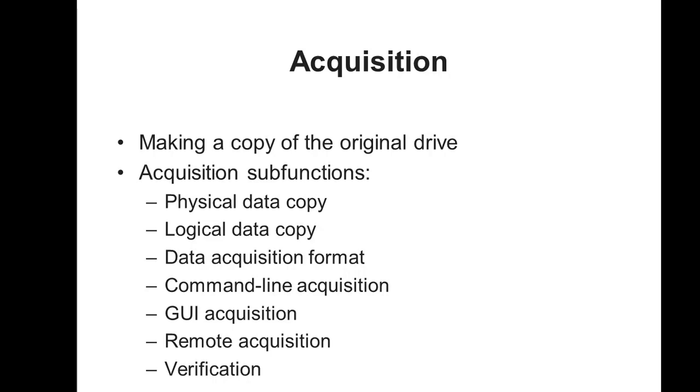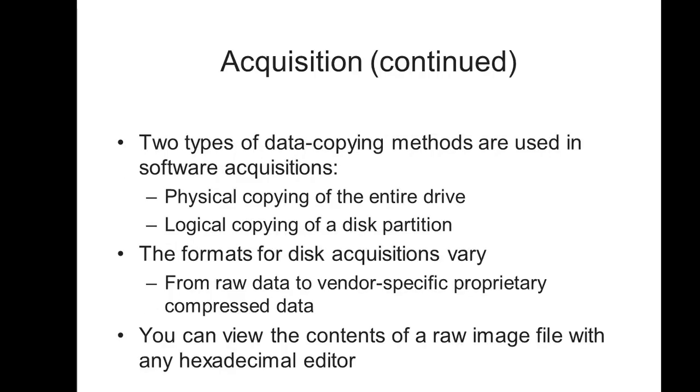Acquisition: making a copy of the original drive. Acquisition subfunctions: physical data copy, logical data copy, data acquisition format, command line acquisition, GUI acquisition, remote acquisition, verification. Two types of data copying methods are used in software acquisition: physical copying of the entire drive and logical copying of a disk partition. The formats of disk acquisition vary from raw data to vendor-specific proprietary compressed data. You can view the contents of a raw image file with any hexadecimal editor.